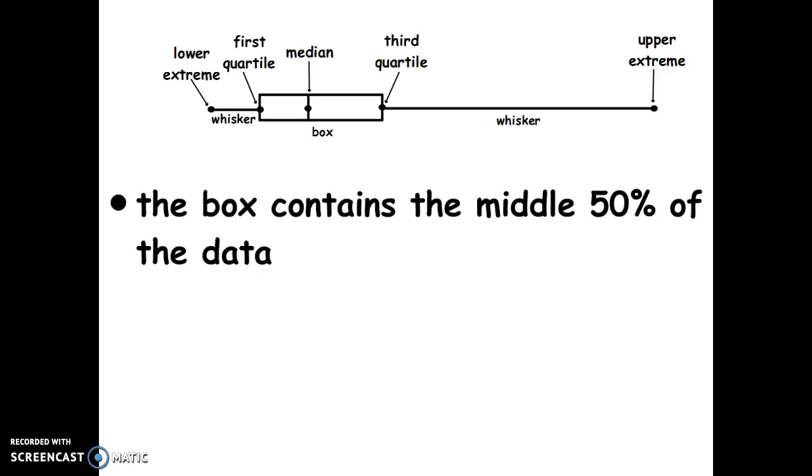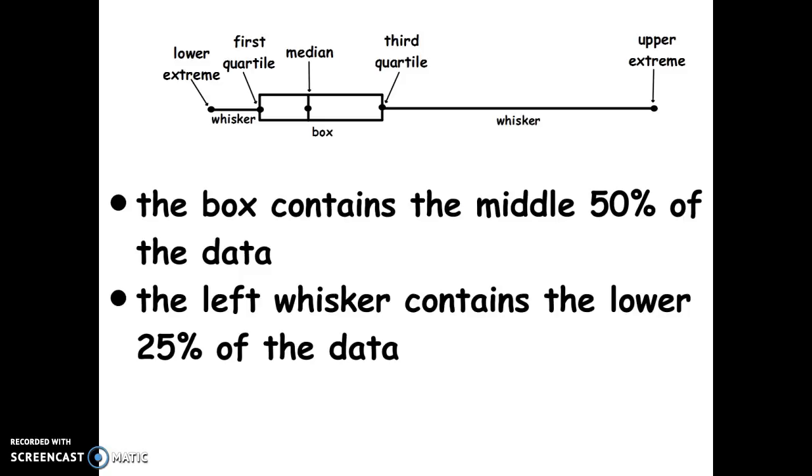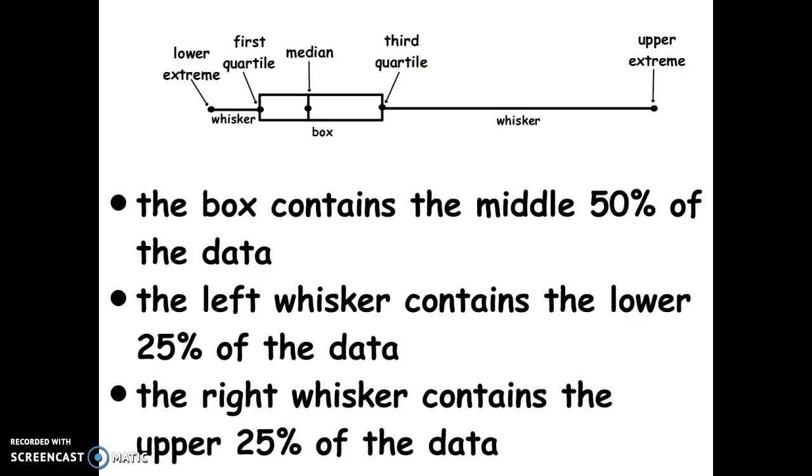The box contains the middle 50% of the data. The left whisker contains the lower 25% of the data. And the right whisker contains the upper 25% of the data.